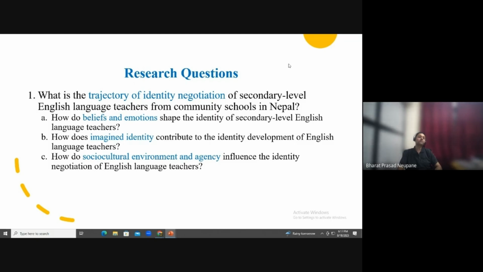So this question becomes pertinent. What is the trajectory of identity negotiation of secondary level English language teachers from community schools in Nepal? And this general question leads to the following specific questions. How do beliefs and emotions shape the identity of secondary level English language teachers? How does imagined identity contribute to the identity development of English language teachers? And how do sociocultural environment and agency influence the identity negotiation of English language teachers?